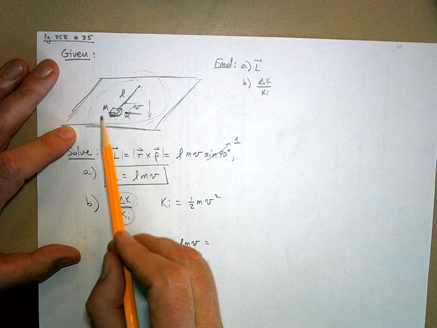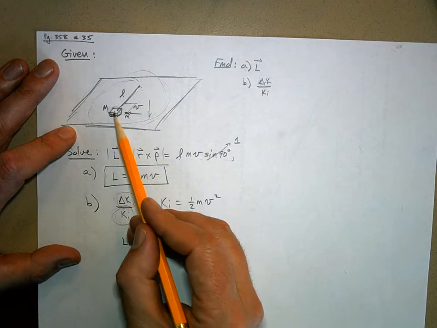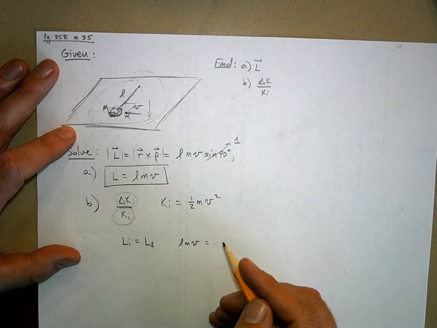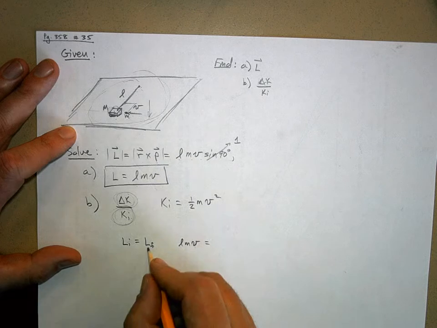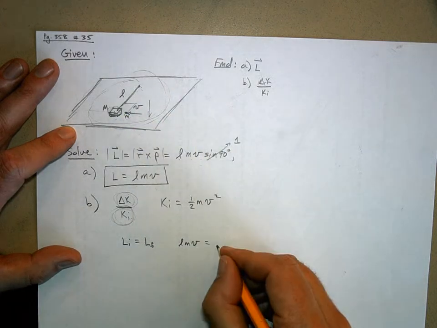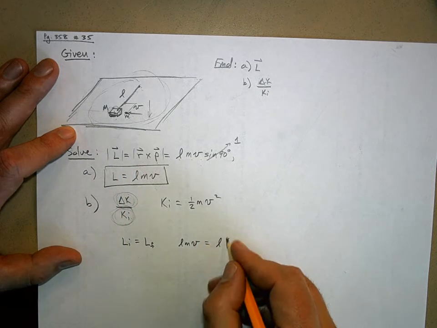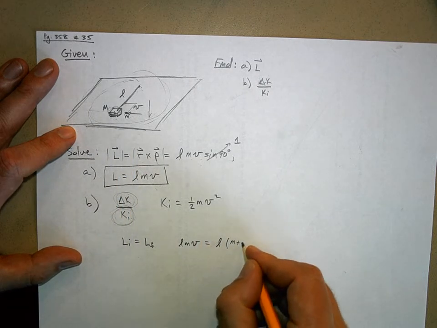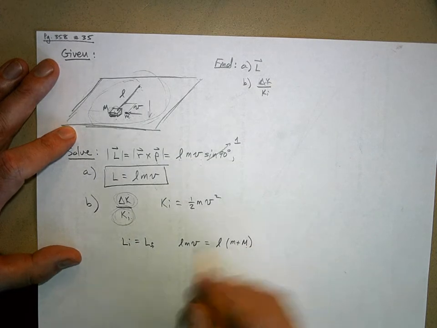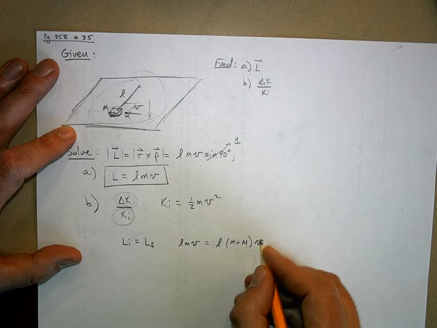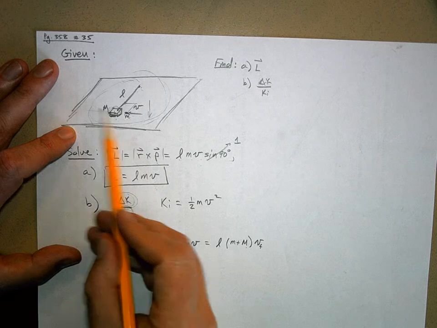Well, the bullet has been lodged in the block, right? And it's got this final velocity. So we'll say that the final angular momentum is R cross P. So that's going to be L. But what's the mass now? Little m plus the mass of the block. I'm just going to call it big M, times V, I'll just call it V final. That's the final velocity of this block.